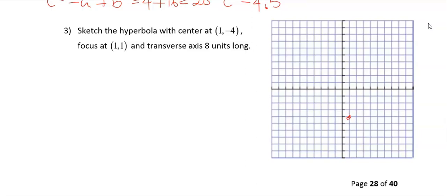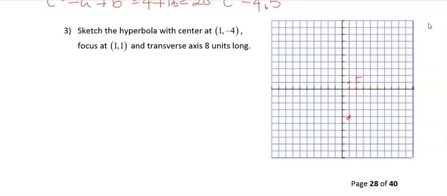And they're telling me that a focus is at the point 1 and 1. Well, that would be right there. Okay, let me see if I can plot that. There's my focus right there, approximately. Let me put a little F there beside that. That's my focus. And there's my center down below.